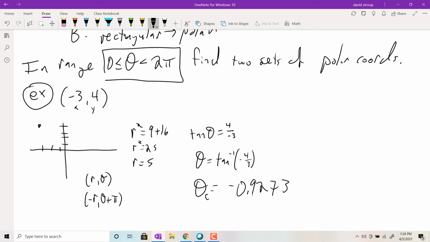Okay? So what I'm going to do first is get the reference angle. And to get the reference angle, all you need to do is rotate the calculator answer positive. So just reflect that angle about the x-axis. Okay, so you'll get this angle, and that will be your reference angle, 0.9273. Because the calculator answer is this angle right here, which is kind of useless for us.